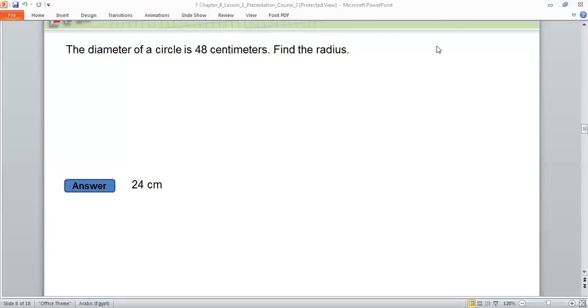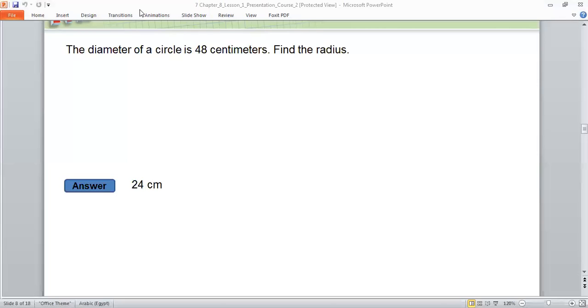How can I solve this? Look with me to this question. Read the question firstly. The diameter of a circle is 48. Find the radius. Again, Omar, read that again.